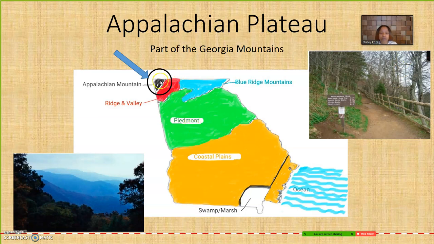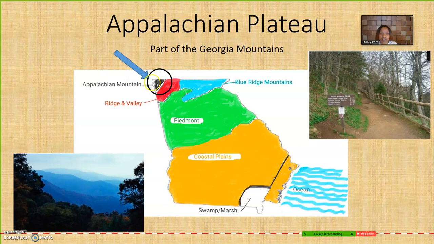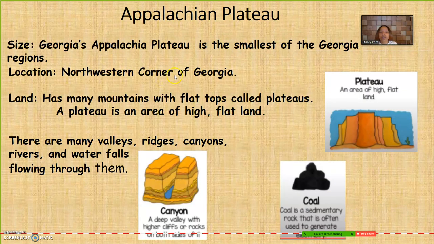So again, we will be focusing on this section up here. So the Appalachian Plateau is the smallest of the Georgia regions. If you look back, you see how tiny this is right here. It is the smallest of the Georgia regions. It is located in the northwest corner of Georgia. Now north is this way, west is this way, so northwest region of Georgia.